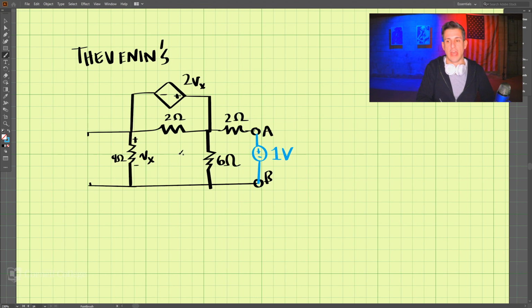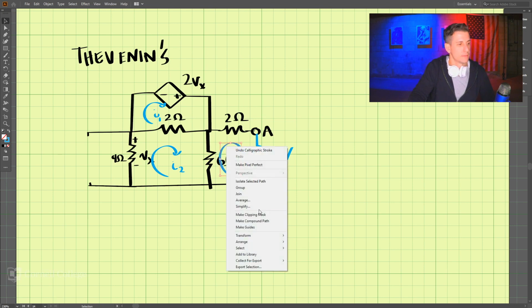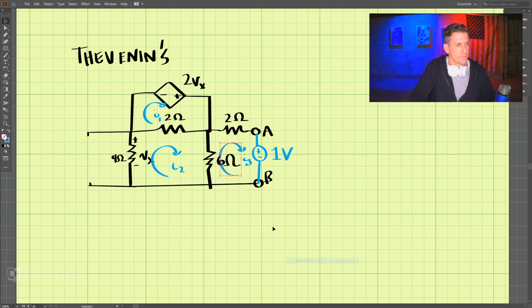So we're going to call this I1, and this is going to be I2, and then this is going to be I3. And let's take a look. Right, so I3 there. Okay. Now, continuing on, let's solve this. Let's start with I1 here.